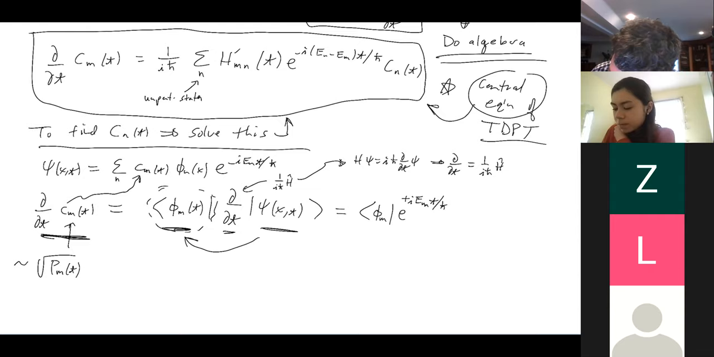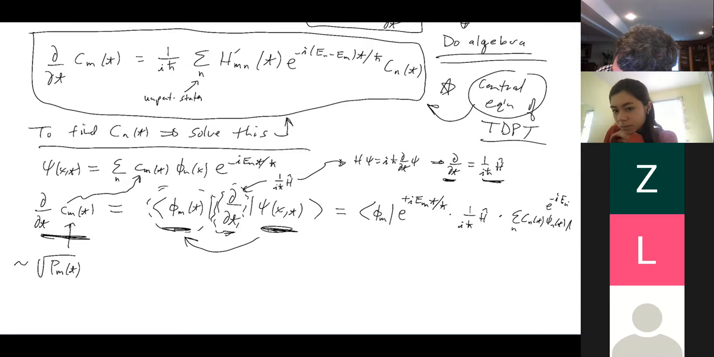See, these two things do the same thing. The time derivative is the same as 1 over i h bar times H. So that means that here I have the time derivative, and I can just replace it by 1 over i h bar H. And then psi of x,t, of course, is going to be just the sum over n of c_n of t phi_n e to the negative i E_n t over h bar. And then you just put it all together and you have it.